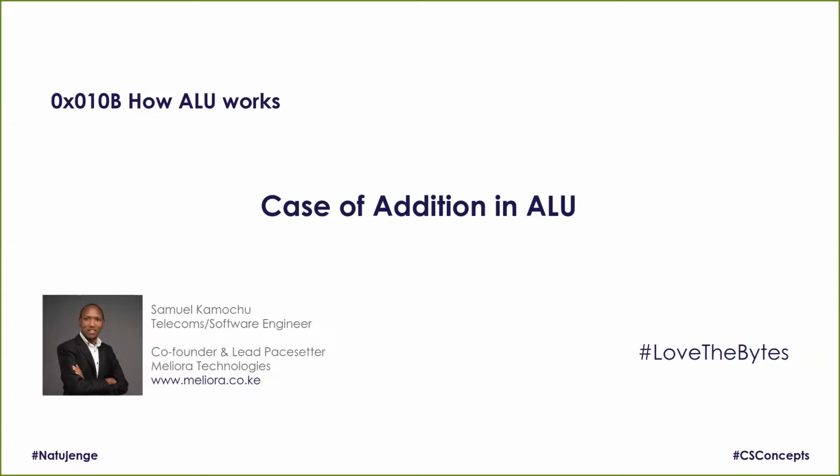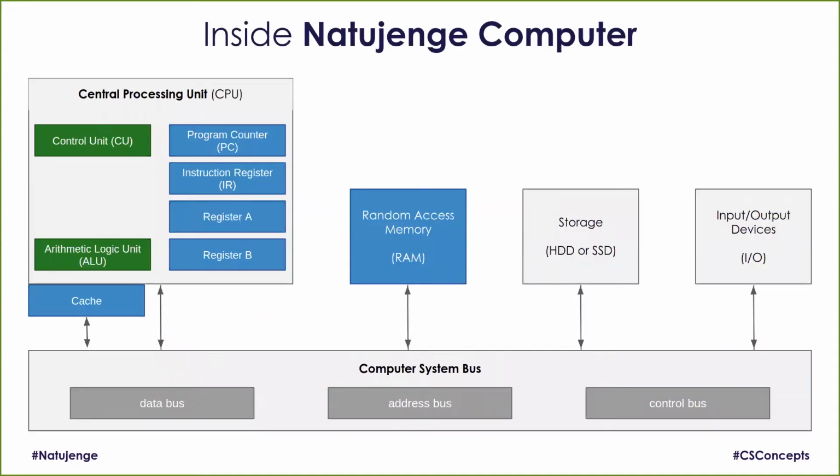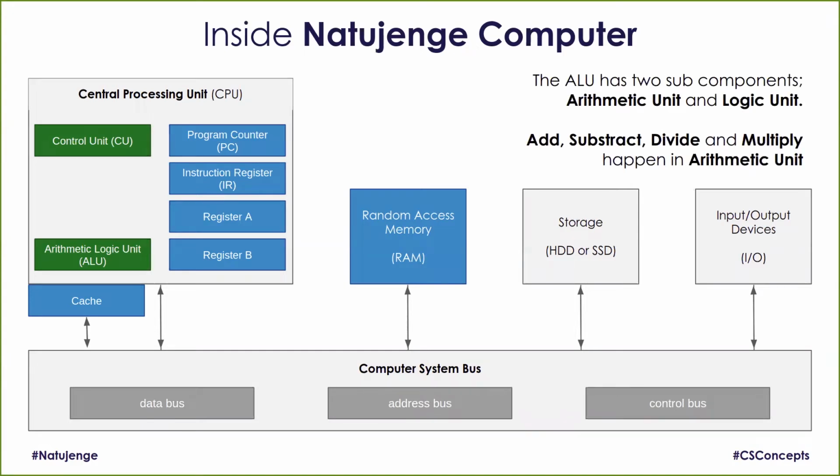In this episode, we are going to look at how ALU works within the computer, and we'll look at the case of addition within the ALU. So we looked at the inside of a computer, and in this case, our Natujenge computer, and we said that the processor or the CPU has two components, the ALU and the control unit. In the ALU, we have two subcomponents, the arithmetic unit and the logic unit. So the arithmetic unit is responsible for addition, subtraction, division, and multiplication. And we are going to look at addition in this episode.